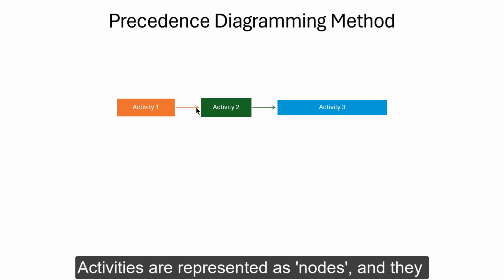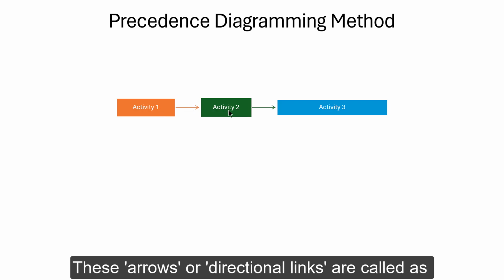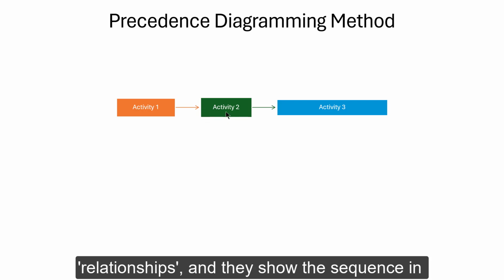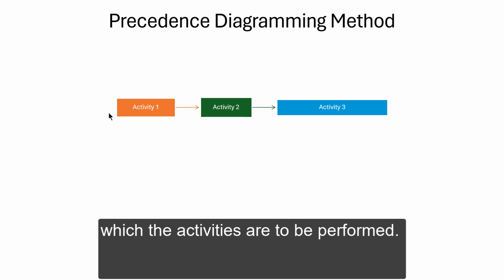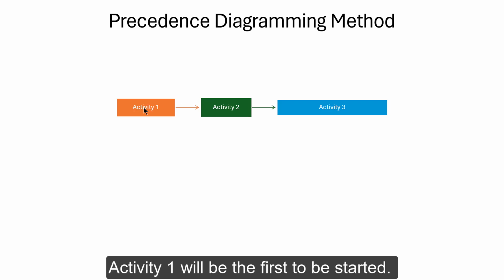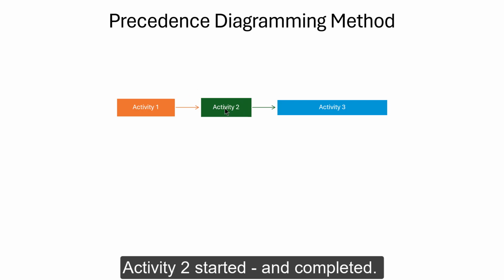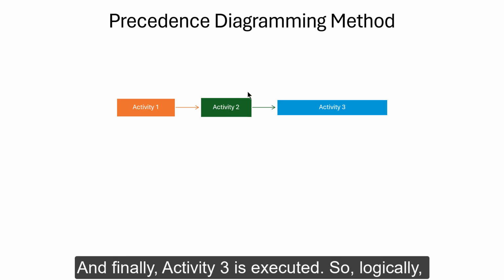Here, the activities are represented as nodes and they are logically linked to one another with these arrows. These arrows or directional links are called relationships and they show the sequence in which the activities are to be performed. The way to interpret this simple diagram is activity 1 will be the first to be started, and after it is completed, only then is activity 2 started and completed. And finally then activity 3 is executed.